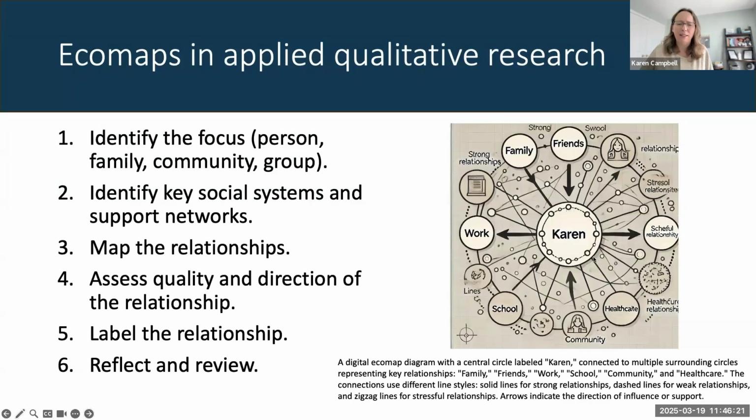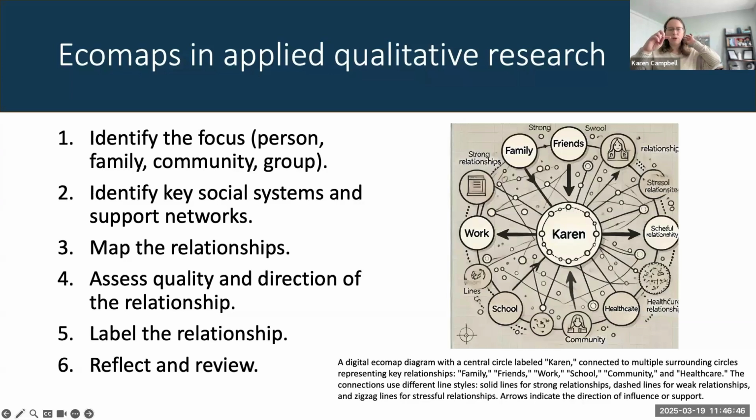But maybe healthcare isn't. Maybe healthcare is something that's difficult for me to access. And maybe I'm going to put a dashed line here or a thin line to represent that this is a broken system. I don't access healthcare. My healthcare needs aren't being met. So I might use a dashed line here. I might use thicker lines to identify those positive things that are happening in my life.